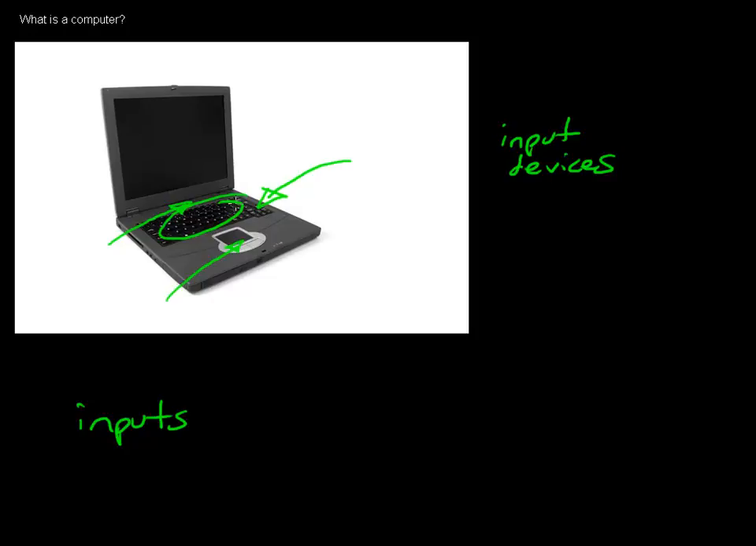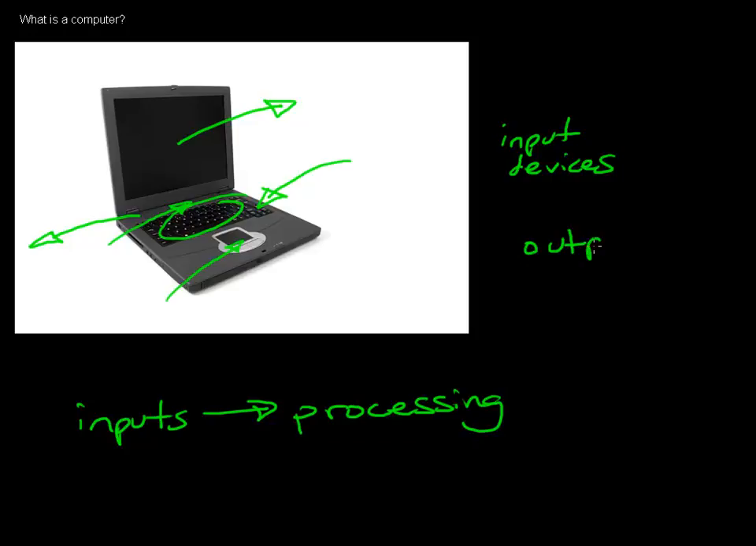This computer is going to do some work with those inputs, and so we call that processing. And finally, the computer is going to make changes. It's going to give us outputs. There's going to be an output from the screen. There's going to be an output potentially from the speakers as audio. And so the things which give information out are called output devices. And so we also have the outputs coming out. And so a very simple computer will take inputs, it will perform some processing, do some work on them, and then it will give us some outputs.